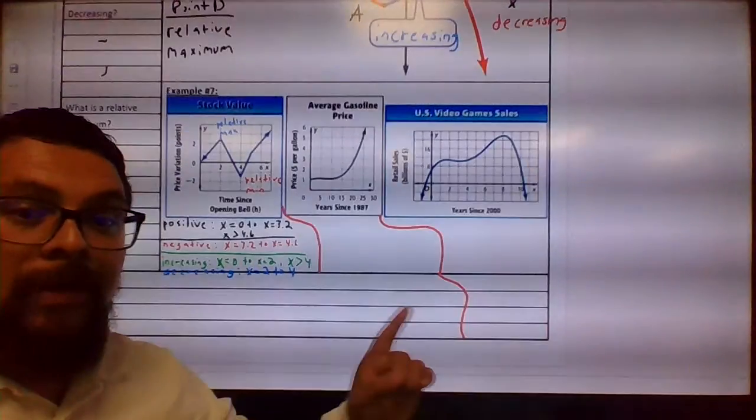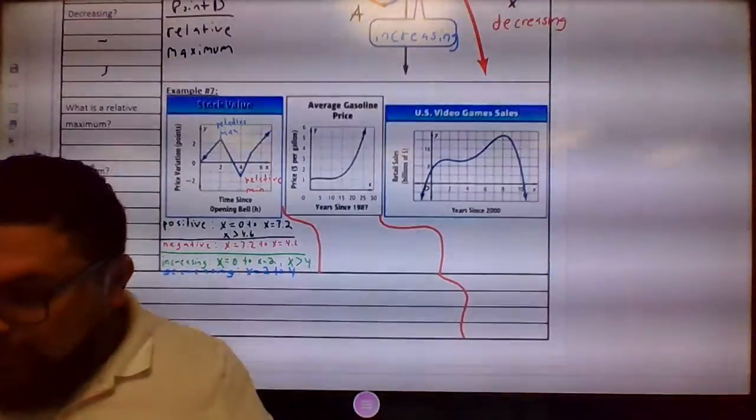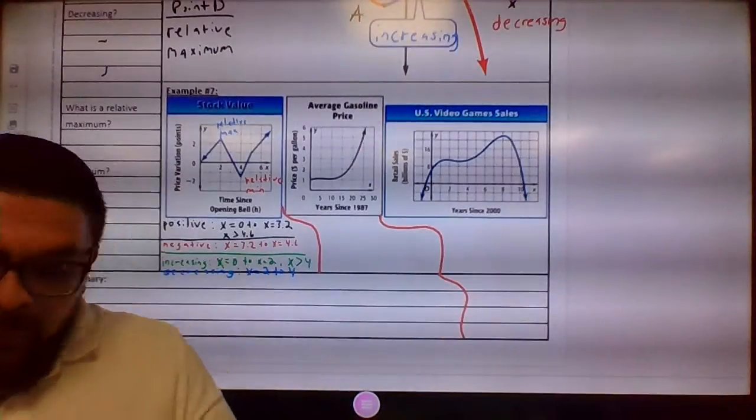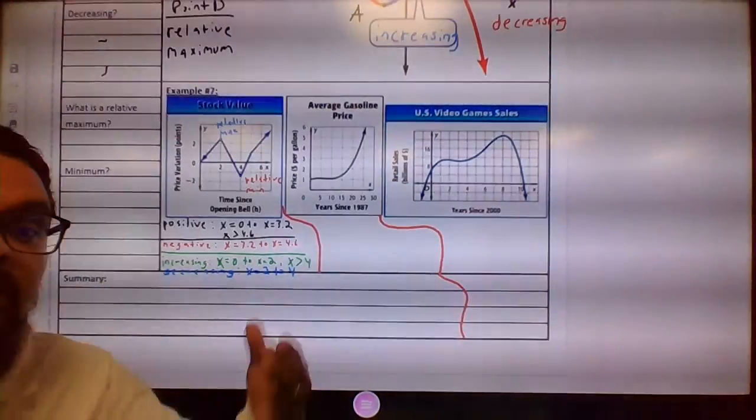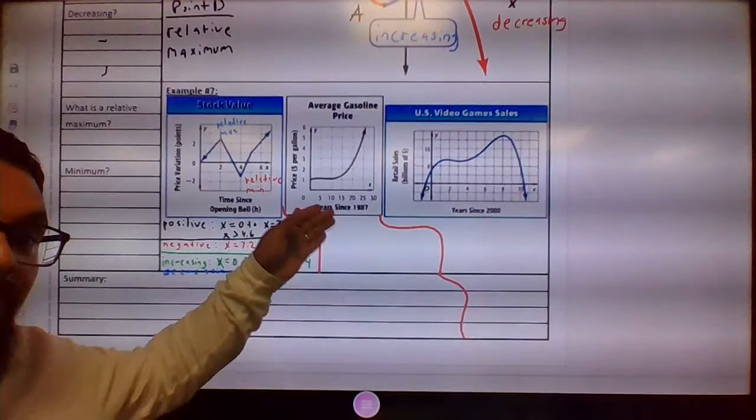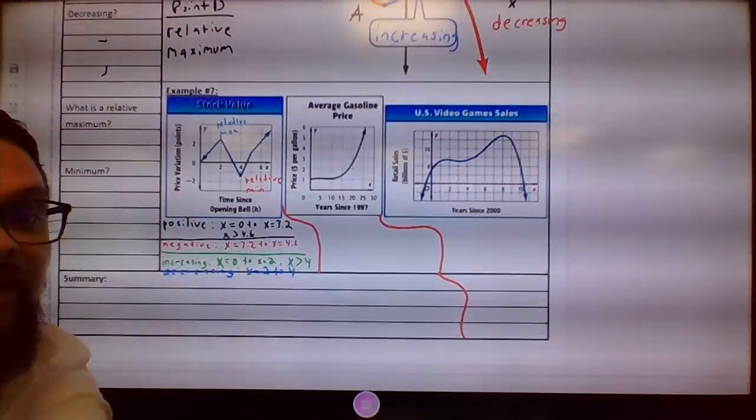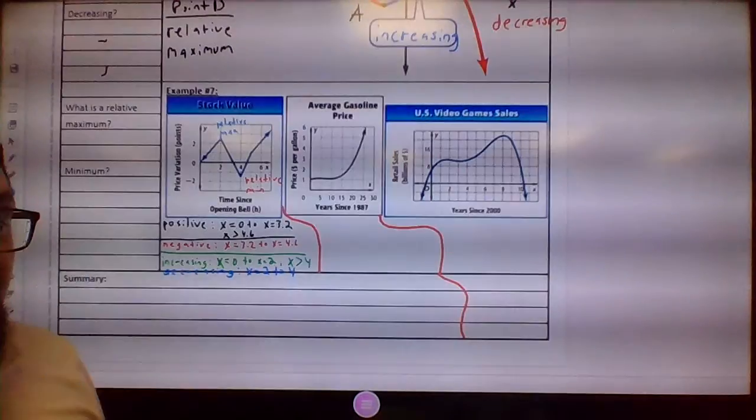Remember, in the summary you have to answer the essential question. The essential question was, what are the key features of graphs? So what did we talk about? What were the features of the graph? We went over it already before, and we went over some of it today. And then there's your summary.